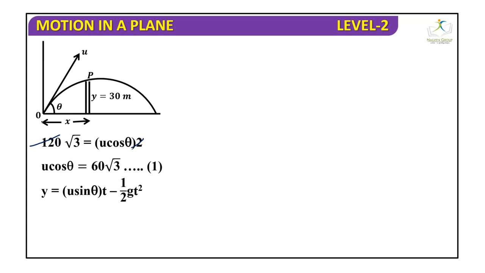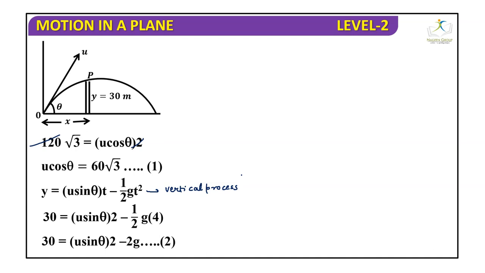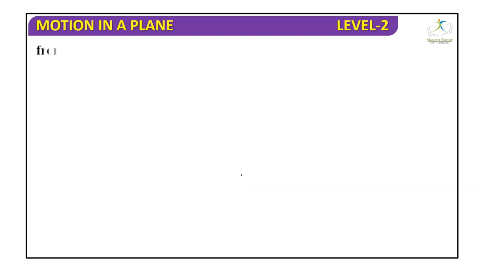We know the equation of motion for projectile motion, that y equals u sin theta t minus half g t square. This is the displacement equation for vertical motion. Here y is 30, so 30 equals u sin theta, with t given as 2 seconds, minus half g into 2 square, which means 4. Finally we get 30 equals 2u sin theta minus 2g.